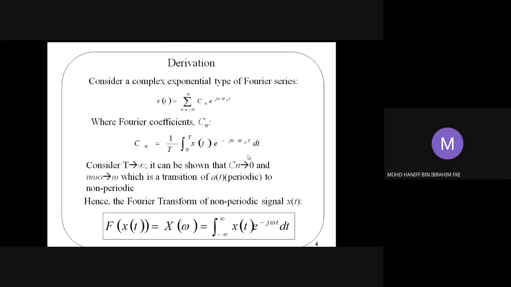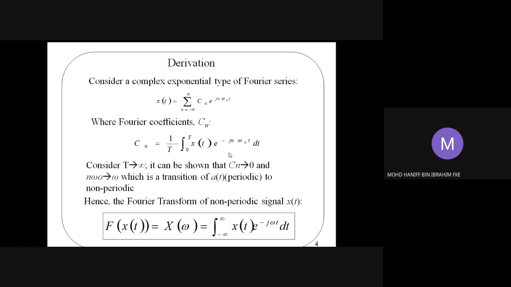Okay, so this is the equations of Fourier series that we have seen before, which is based on the third type of Fourier series equation, a complex exponential type. We have x(t) written as this equation, which is a summation of n from negative infinity to positive infinity of Cn, the Fourier coefficients, times exponential jn omega naught t.